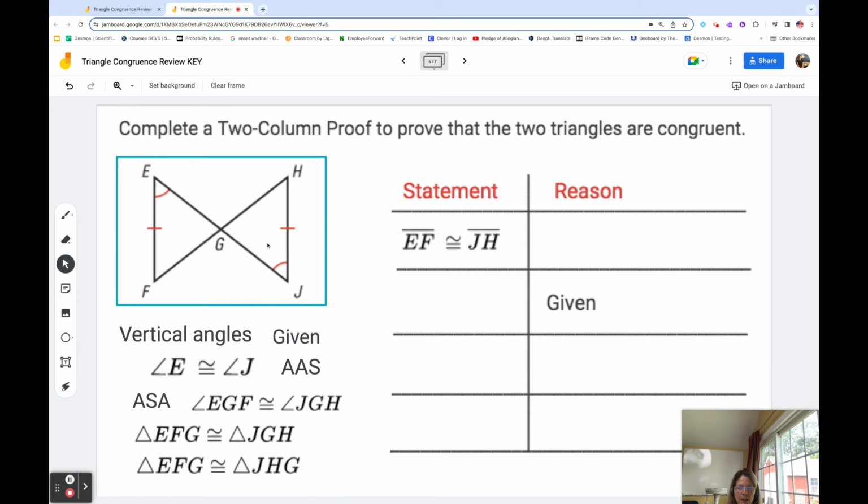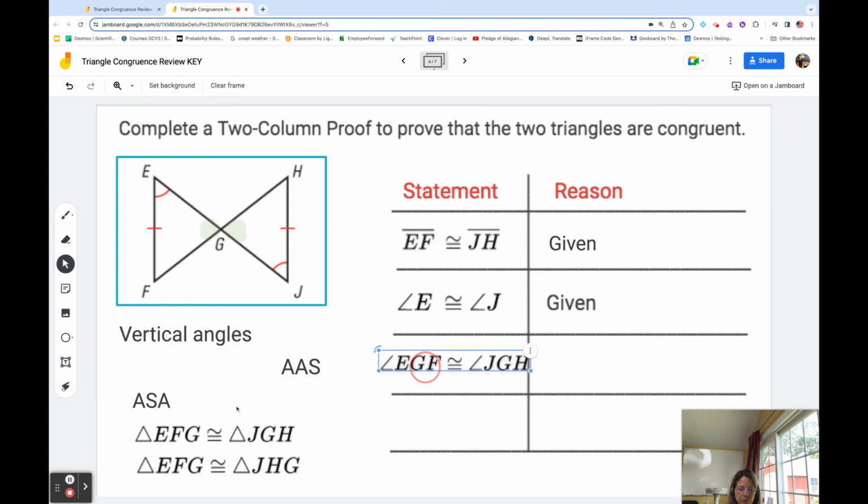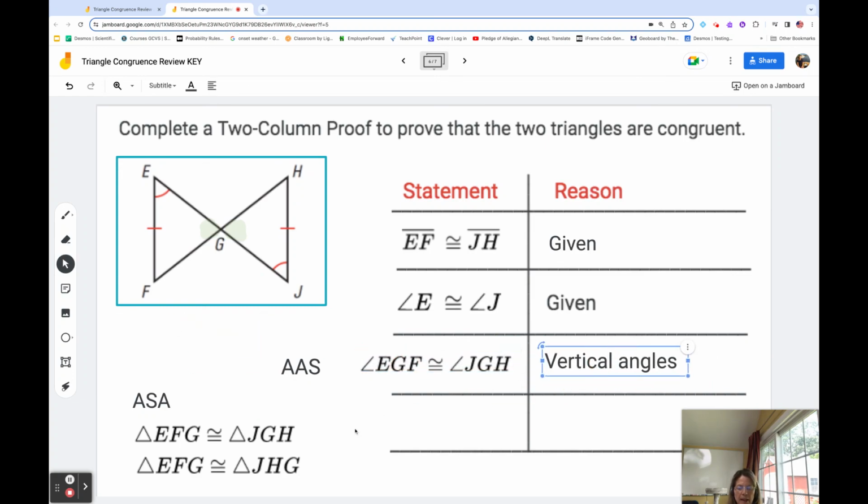How can we prove that these two triangles are congruent? We start with EF congruent to JH. That's given. There's another piece of given information that this angle E is congruent to angle J. Now by vertical angles, we know that this angle is congruent to that angle, but to avoid confusion, we're going to use 3 letter names for the angle. EGF is congruent to JGH. And that's by vertical angles. And now our congruence postulate. Which of these two postulates can be used?